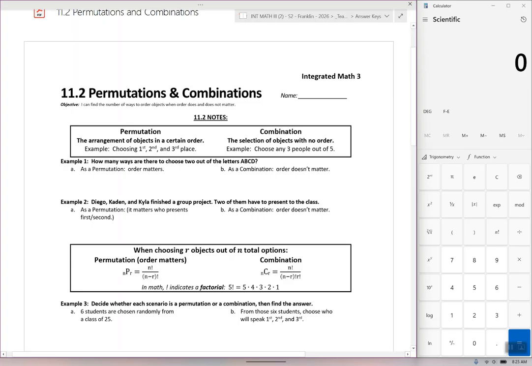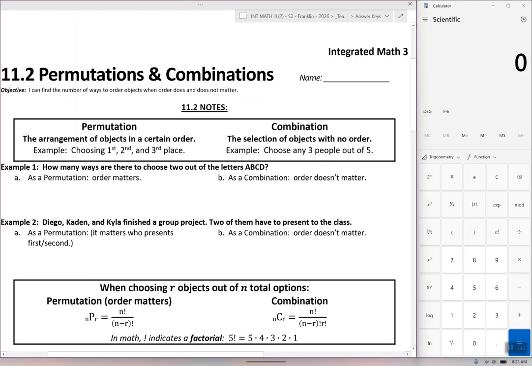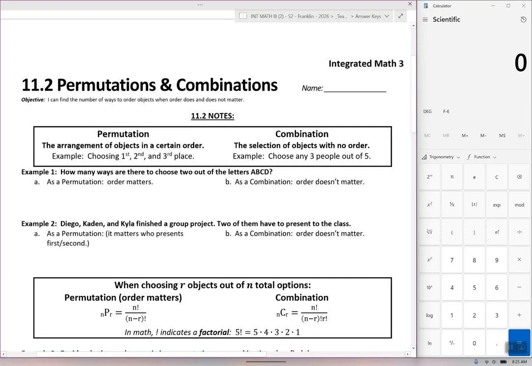The difference between a permutation and a combination is that with permutations, the arrangement of the objects in a certain order matters. For example, choosing first, second, and third place. In a combination, the selection of objects has no order. The order that they stand does not matter. For example, choosing any 3 people out of 5. ABC is the same as BAC is the same as CAB. The actual order of the objects doesn't matter.